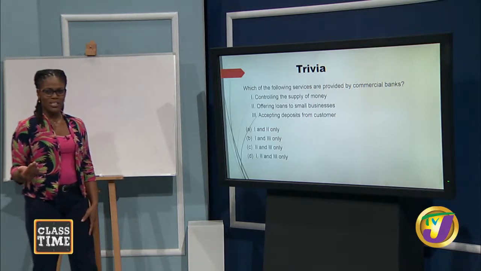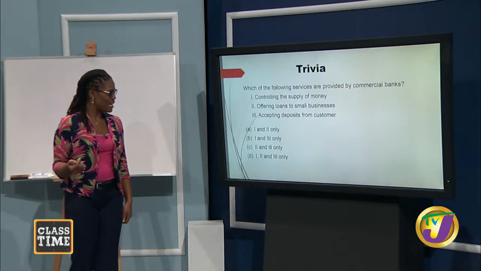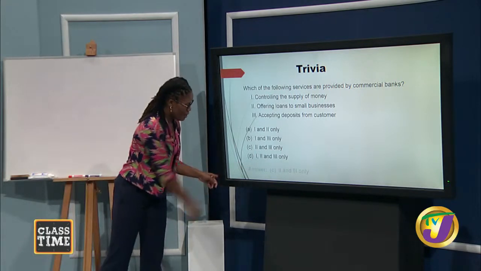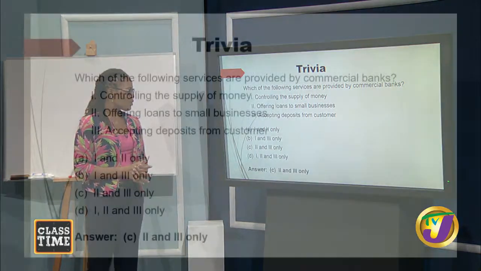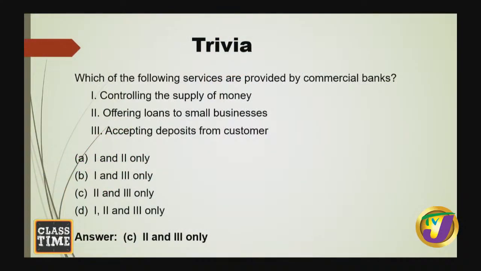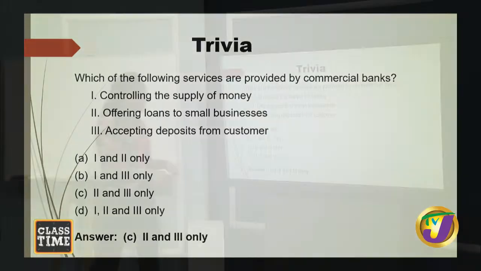So, think about it. You should have your answer by now, right? And if your answer is C, two and three only, then you are indeed correct. Offering loans to small businesses and accepting deposits from customers. Good, so ensure that you record that one. Let us move on.